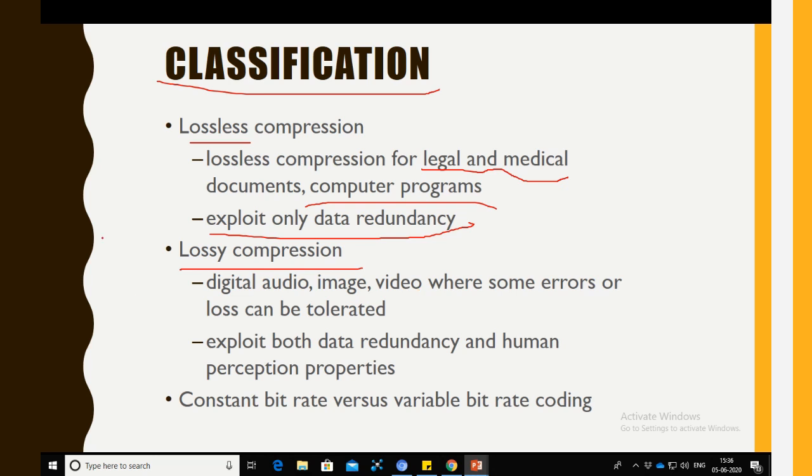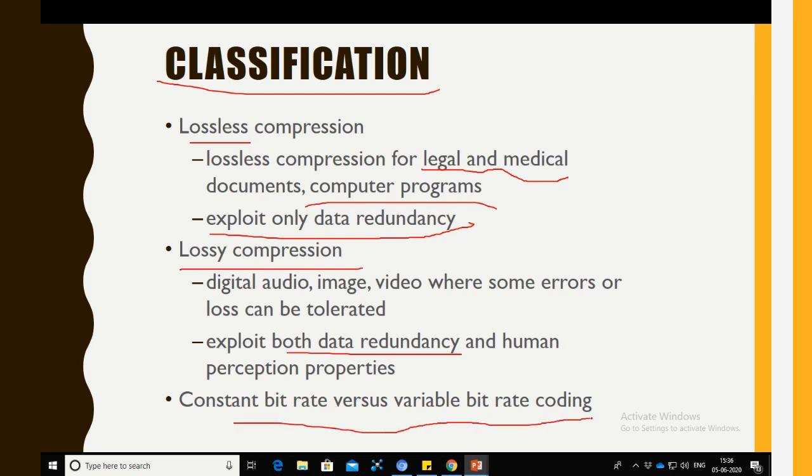So we say that we exploit data redundancy as well as the human perception property. Data redundancy, because probably most of the data, around 80%, will be the same in every second's frames. And human perception, because you cannot detect the difference between 25 frames per second and 30 frames per second.